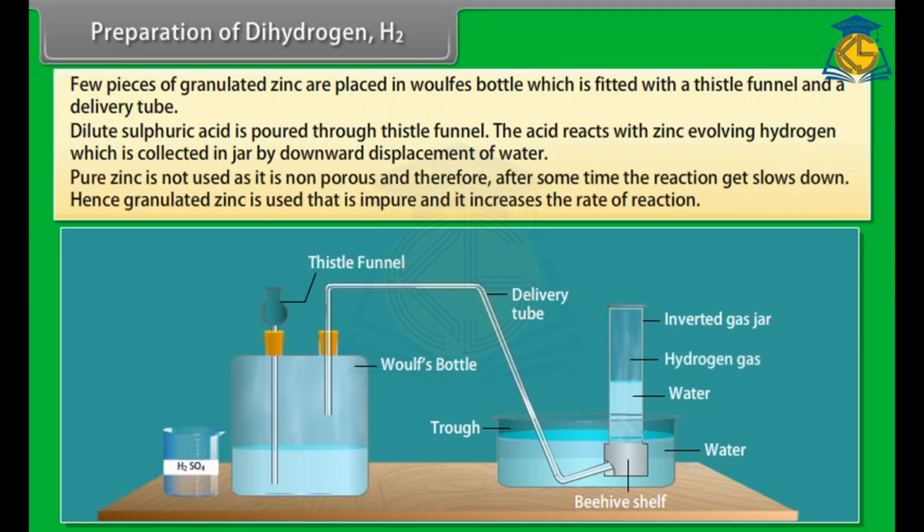Pure zinc is not used as it is non-porous and therefore after some time the reaction slows down. Hence, granulated zinc is used that is impure and it increases the rate of reaction. Commercial production of dihydrogen. Electrolysis of water.